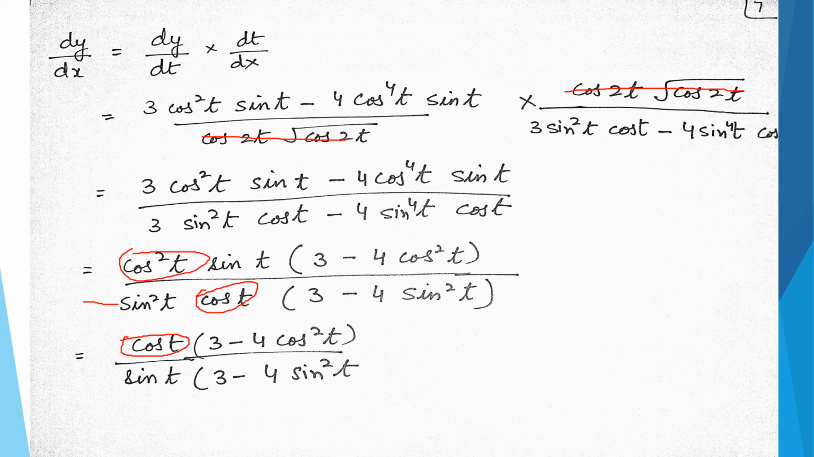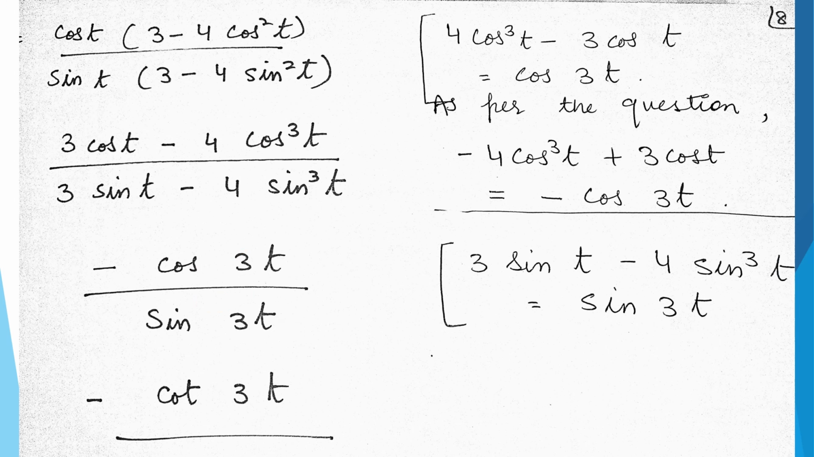And if you look here, this is sin square t in the denominator, and this is sin t only in the numerator. They will also get cancelled out, and you will just get sin t in the denominator. So what equation you will get? Cos t 3 minus 4 cos square t whole upon sin t 3 minus 4 sin square t. Moving further, this is what I just copied. You are getting cos t 3 minus 4 cos square t whole upon sin t 3 minus 4 sin square t. Okay. Now another formula.